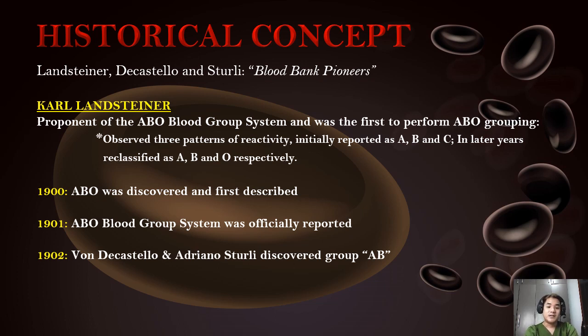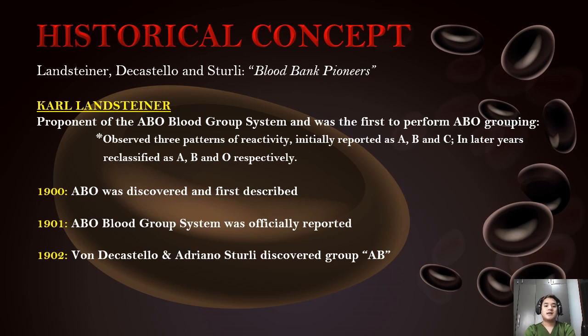While in 1902, Von Decastello and Adriano Sturli, both colleagues of Landsteiner, discovered the blood group AB. And I believe, if not all, almost every one of us knows someone who is blood type AB, and this is the rarest of the common ABO blood groups.